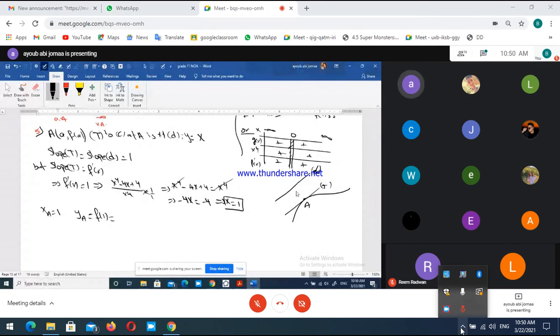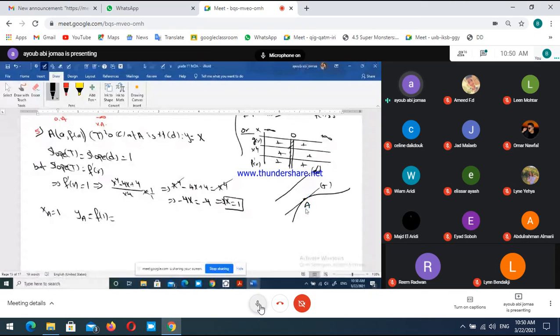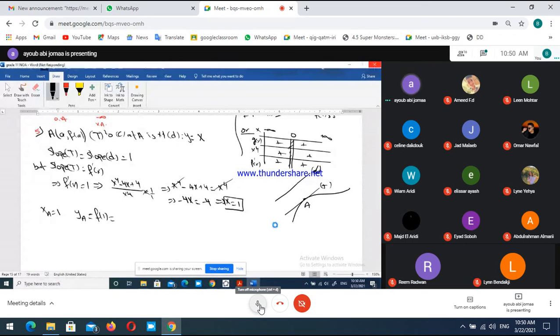This point A belongs to the tangent line T and belongs to the curve. But for the tangent line T, you don't have its equation. So I can't replace x by 1 in the equation of line T. So replace x by 1 in the function f.